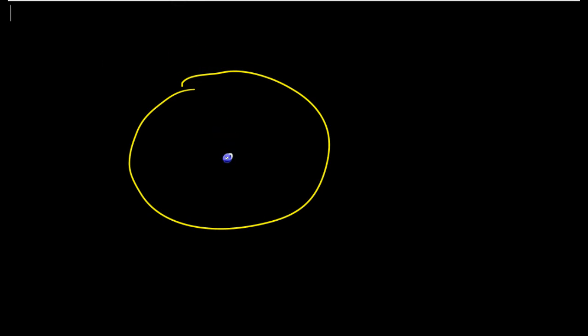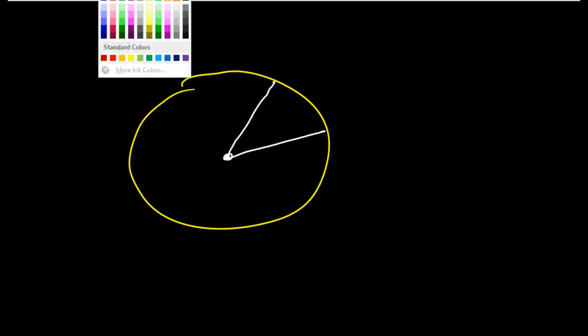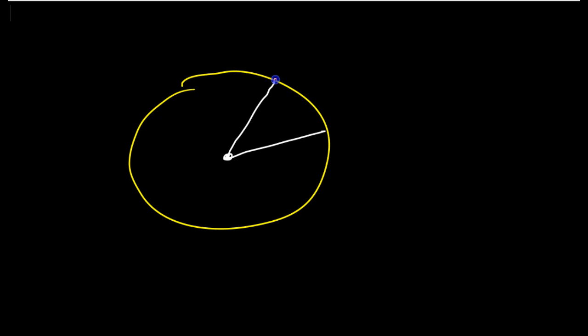A central angle is an angle whose vertex is at the center of the circle, like this one. The central angle has the same measure as the intercepted arc. Okay, this would be the intercepted arc. So if this angle was, for example, a 30-degree angle, then the measure of this arc would also be 30 degrees.